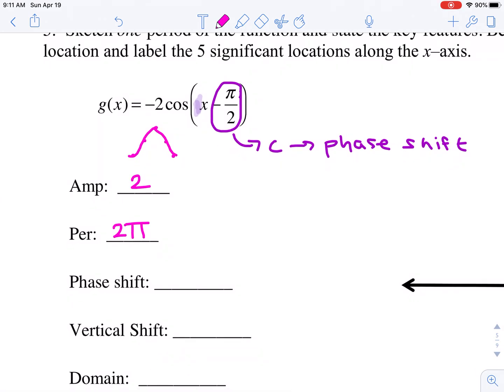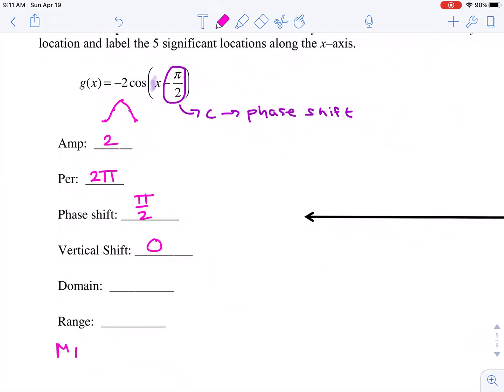But now I do have a phase shift. So I have a phase shift of pi over 2. So my job is to figure out, is that to the left or to the right? And even though it says x minus pi over 2, that actually means that we're shifting to the right, pi over 2. Okay, so that's our phase shift. And then our vertical shift would be a d value, but I noticed that we don't have one, so a 0 for vertical shift, which means our midline is at y equals 0.